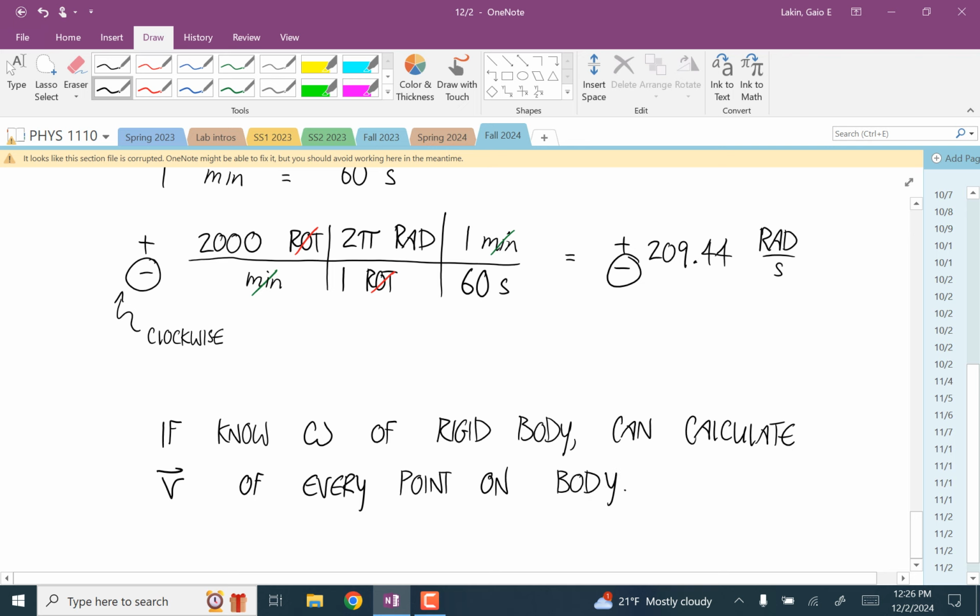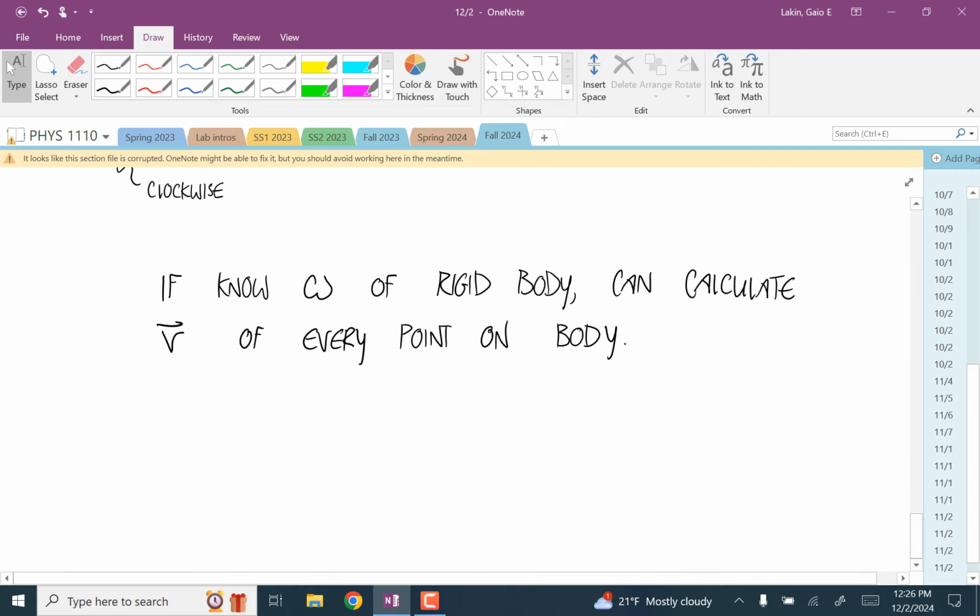At first, you might think, well, if a body only has one angular velocity, the whole body is represented by one angular velocity, so maybe that means that every point on the body has the same velocity vector. But that's not true, actually. In general, every single point will have a different velocity vector. Okay? So let's think about how that works.